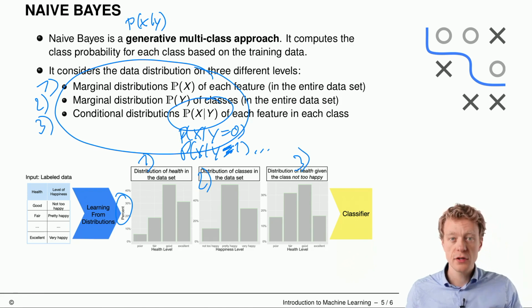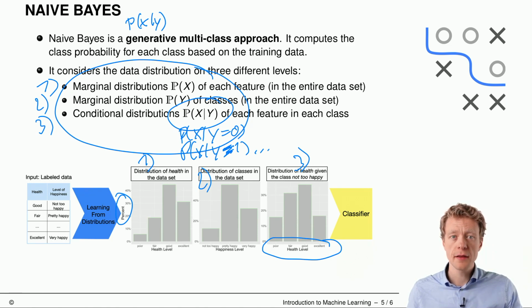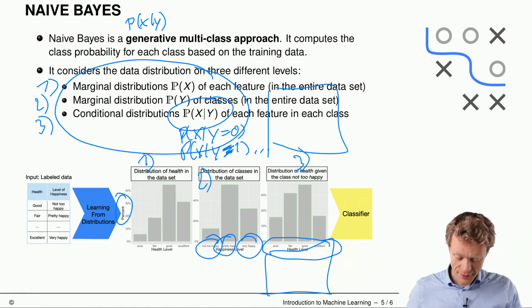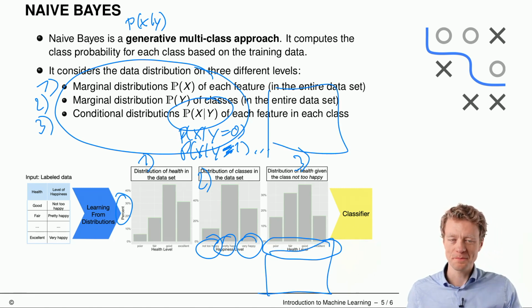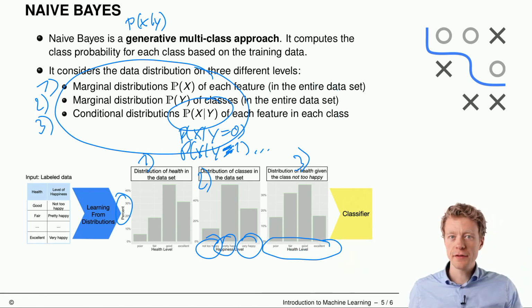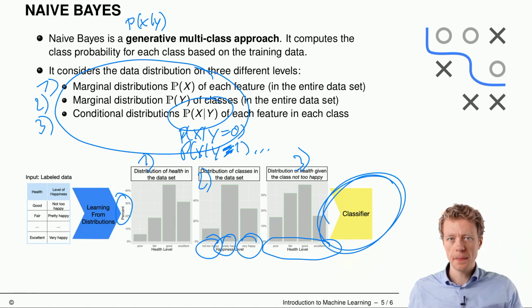And then a slightly more complex part is the third part. That's the distribution of x given y, so in this case the distribution of health given the class not too happy. Then we have again all the 4 classes of health level, but we would have to do this not only for the class not too happy, but also for pretty happy and very happy, which would mean that we would have 2 more bar plots here. But let's not make it more complicated than necessary here. So those are the distributions we estimate in the training process, and that's basically all we need for the classifier.